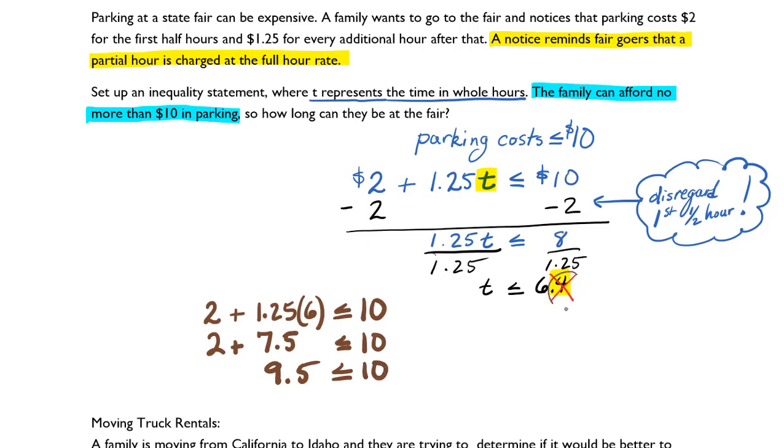Now, if I was to stay for that extra 0.4 hours, I would be charged for an additional hour. And if I did that, I would have overspent for parking. So my final answer for the time I can be at the fair, how long can you be at the fair, is 6.5 hours.